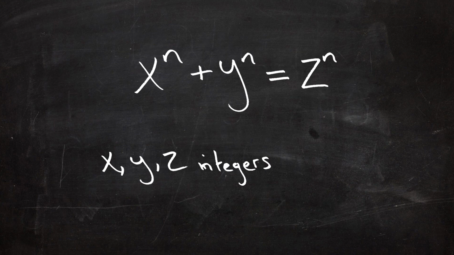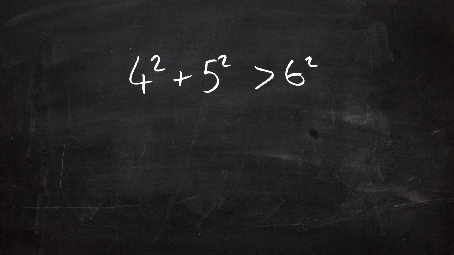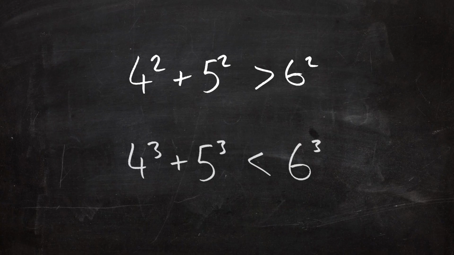Well, that was for rational exponents. What about irrational exponents? Well, first of all, do we even have integer solutions with an irrational exponent? Well, yes, we do, and that's actually quite easy to show. For example, we could look at this. 4 squared plus 5 squared is greater than 6 squared, but 4 cubed plus 5 cubed is less than 6 cubed.